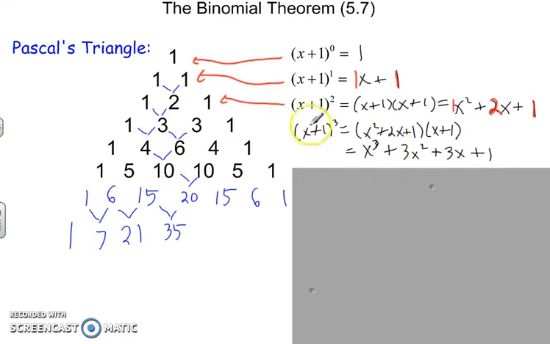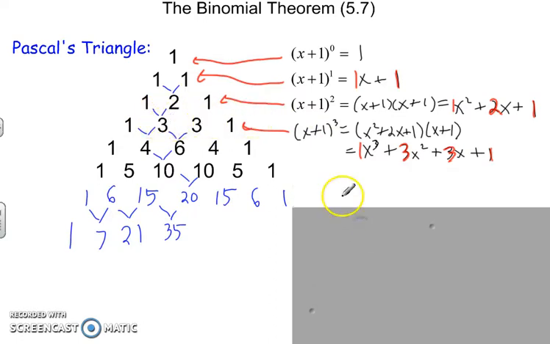Just to highlight the coefficients there, that would be 1, 3, 3, 1. You see, this goes down by 1: 3, 2, 1, 0. And that, wow, that looks a lot like this one. 1, 3, 3, 1. Right?